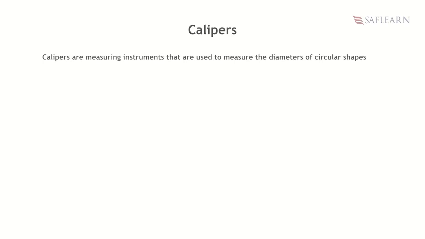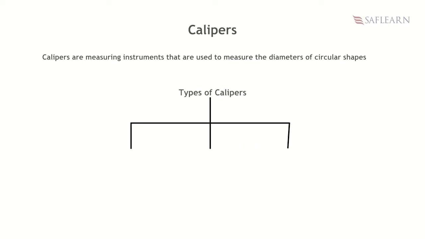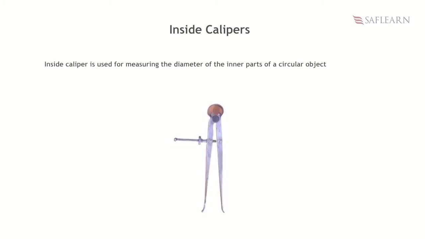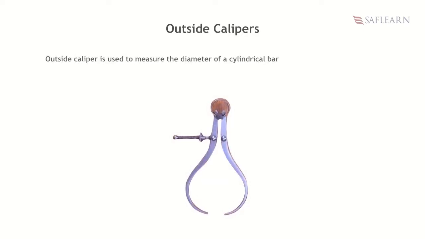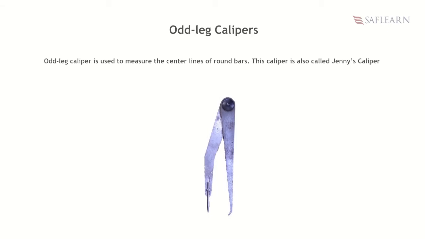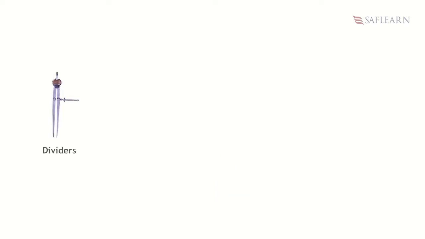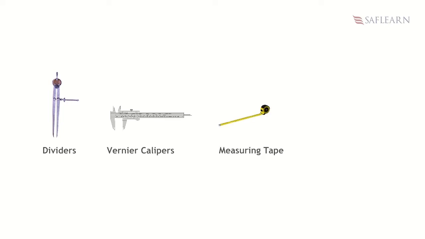Calipers are measuring instruments that are used to measure the diameters of circular shapes. There are 3 types of calipers. Inside caliper is used for measuring the diameter of the inner part of a circular object. Outside caliper is used to measure the diameter of a cylindrical bar. Odd leg caliper is used to measure the center lines of round bars. This caliper is also called Jenny's caliper. Other measuring tools are dividers, vernier calipers, measuring tape, and the folding rule.